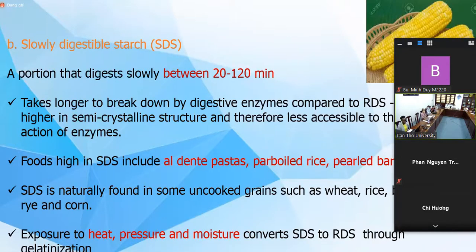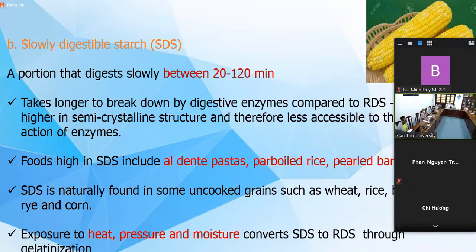Then the second one is slowly digestible starch. This is a portion that can be digested between 20 to 120 minutes. Even though this is slow digestion, it is a complete digestion. I'm explaining this because in the next stage, we are going to see another digestion that does not occur in the small intestine. It takes a longer time to break down by digestive enzymes compared to rapidly digestible starch, because of its semi-crystalline structure, so it is less accessible to the action of enzymes. It's mostly found in al dente pasta, parboiled rice, and pearl barley.